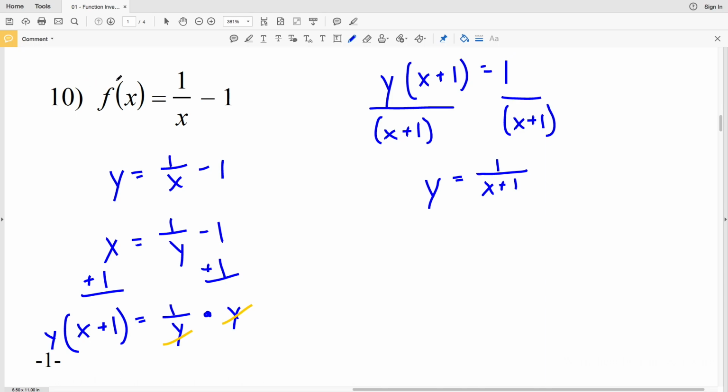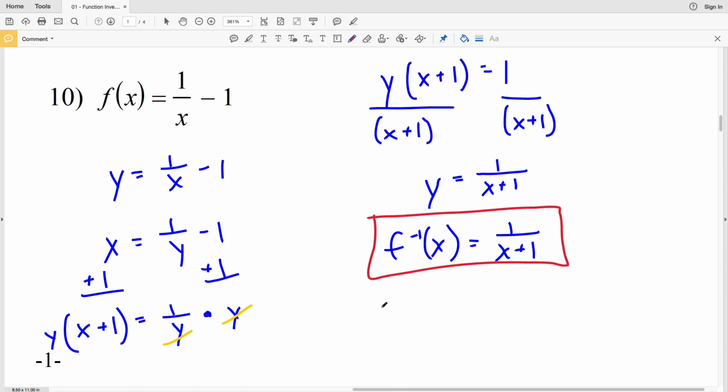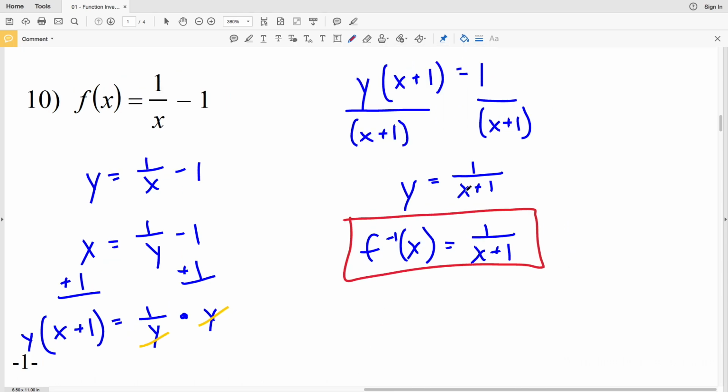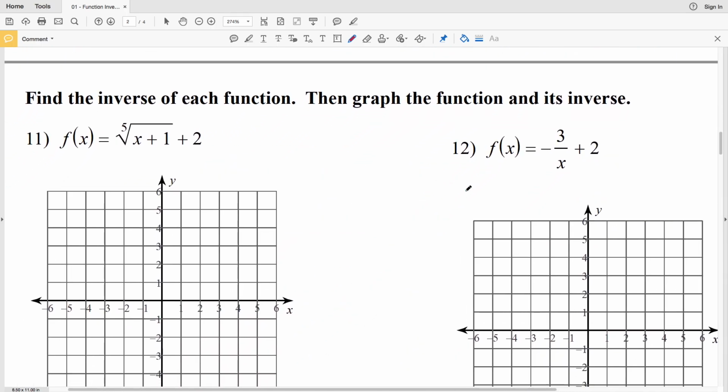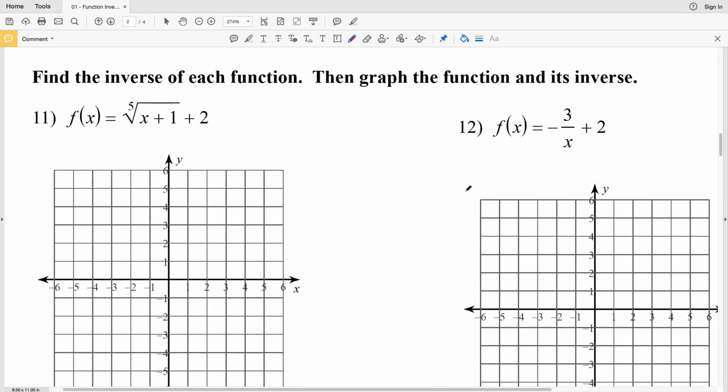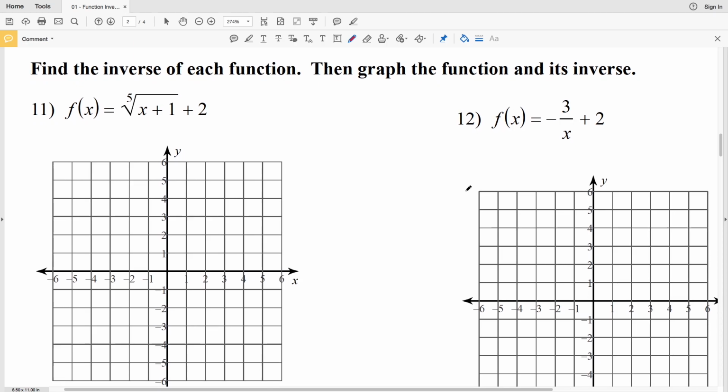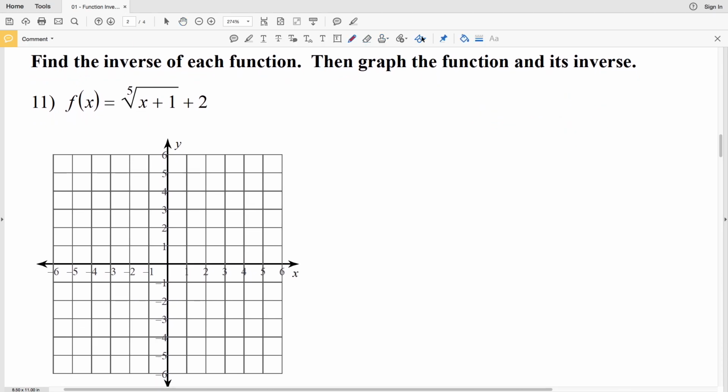And now in function notation, it would be the inverse function of f of x equal to 1 over x plus 1. That is my solution in number 10. Now moving on to the next section, on the second page, for numbers 11 through 14, it says to find the inverse of each function, then graph the function and its inverse. So let's get started in number 11 by solving for the inverse of the function.